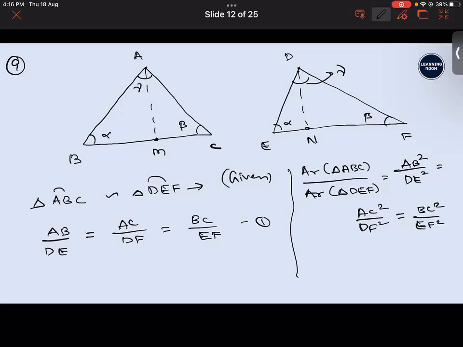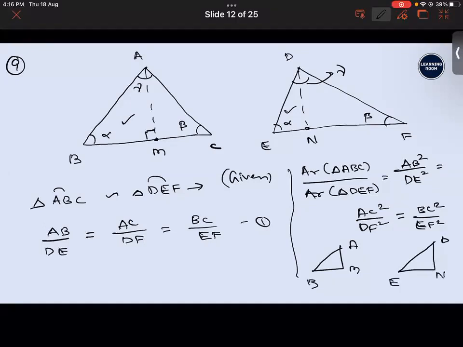Is there a way you can prove that the triangles here and here are similar? After you drop the altitude, is there a way you can prove that they are similar? How? According to what criteria? If I take the triangle AMB and the triangle DNE, you already know that these two triangles are similar. So if they are similar, angle B and angle E are the same.